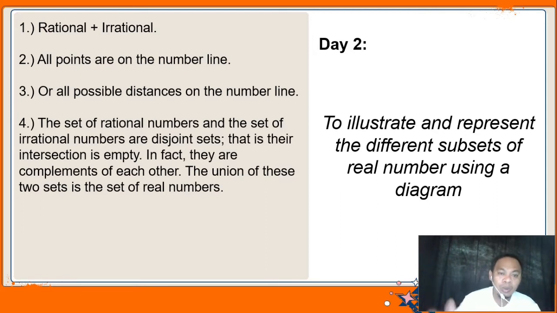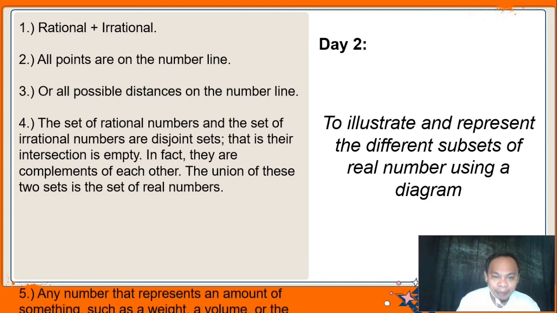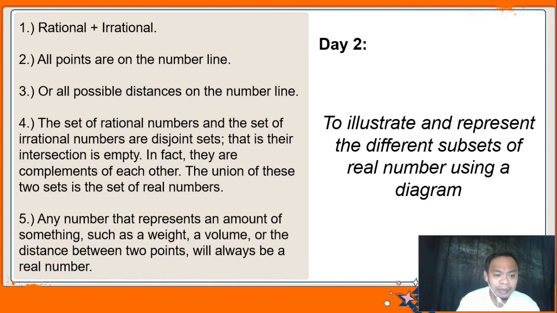Ibig sabihin, wala po silang point of intersection. In fact, they are complements of each other. Hindi po pwedeng mawala si irrational. The union of these two sets is the set of real numbers. And number 5, any number that represents an amount or something such as weight, volume, or the distance between 2 points will always be a real number.